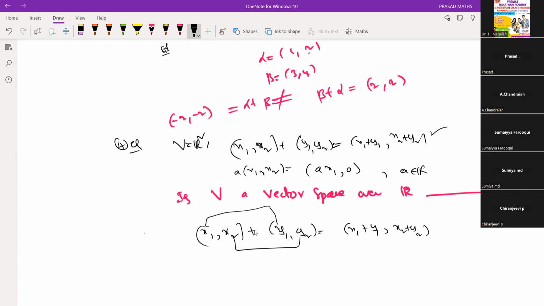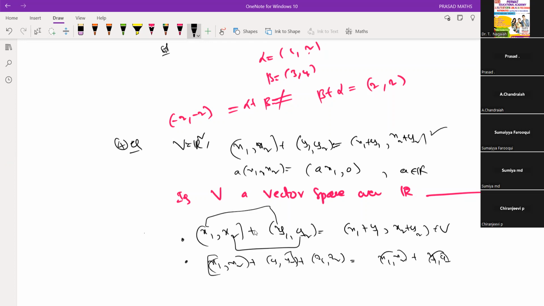When you have component-wise addition, there is no problem. You simply need to check that it satisfies all the properties. It is closed with respect to addition. Yes or no? It is closed, no doubts. Is it associative? Yes, sir. Automatically it is associative, but you need to check it. Simple properties.